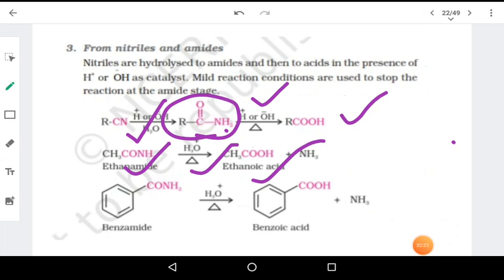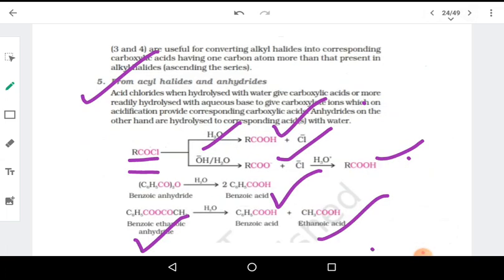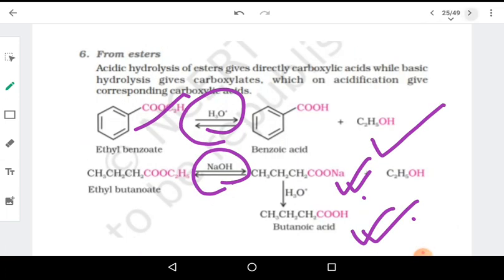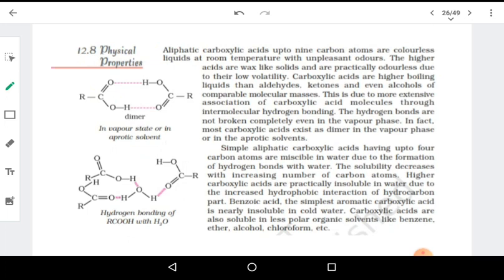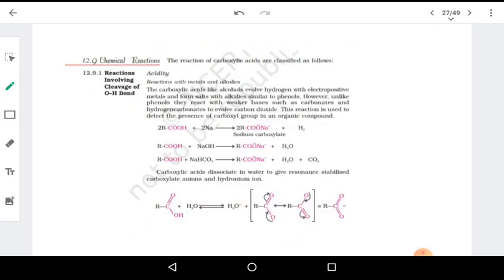Okay, so let us now talk about physical properties. When we talk about the physical properties of carboxylic acids, the first one is that they have comparatively higher boiling point, comparatively higher melting point, and they are soluble in water because of the ability to form hydrogen bonds. So that is important. Let us now talk about the various chemical reactions. The first one is formation of anhydride, which you have already studied.